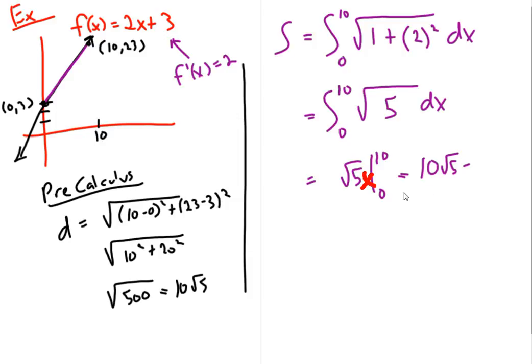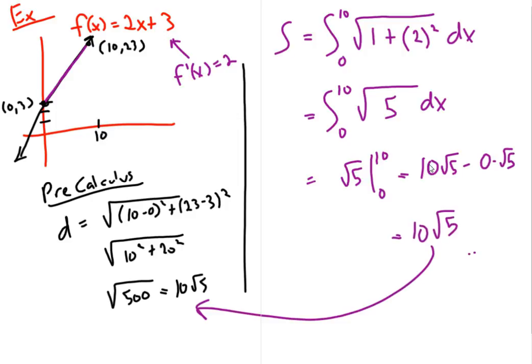So then that's evaluated from x equals 0 to x equals 10. So plug in 10 for x, and we have 10 root 5 minus 0 root 5. Final answer 10 root 5, which we can see matches exactly what we had over here originally, 10 root 5. Okay, let's do one more example, maybe two, I don't know, we'll see what we have in store.